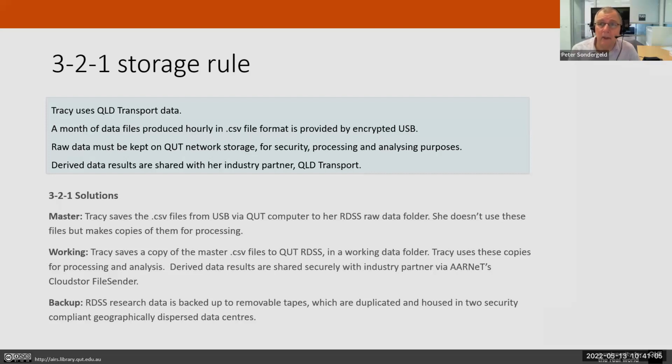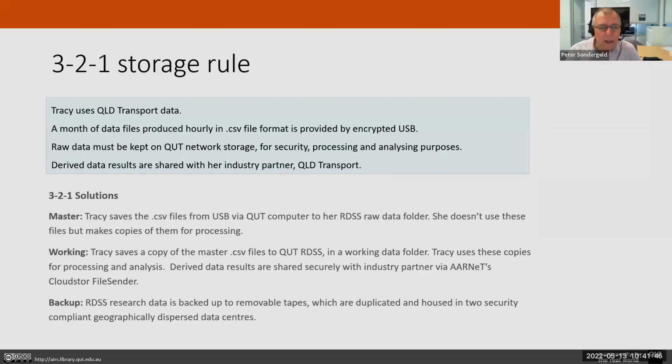So a master copy of the data would be saved into the RDSS raw data folder. This is the ultimate backup copy, the raw data that doesn't ever get used. A working copy is created by just copying that master file, and this is the one that is actually processed and analyzed. So that might be moved into a different folder that can still be kept on the RDSS server. RDSS is a cloud service, so it is accessible from multiple locations, but it is a QUT service that keeps your data safe and secure.